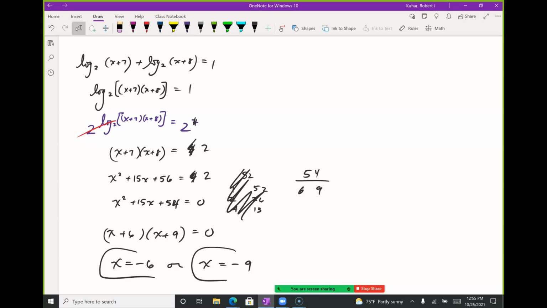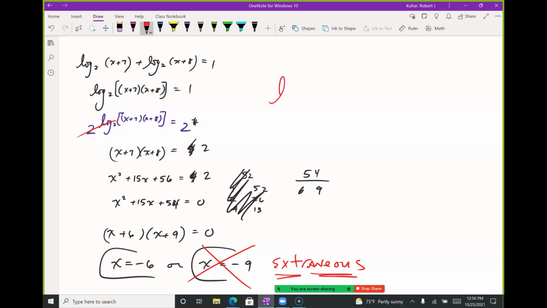Which one doesn't work out when I put it in? When I put in the answers for the x's, what happens? Negative 9. The negative 9 is no good, right? So we call this guy an extraneous solution. It's an extra solution that's just bad.